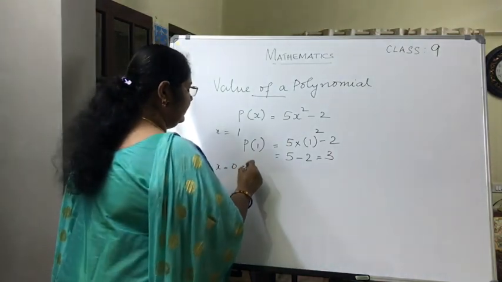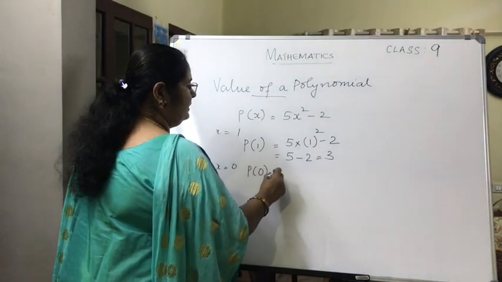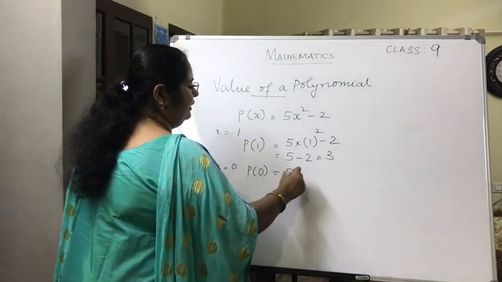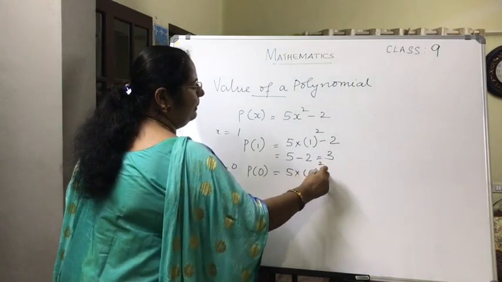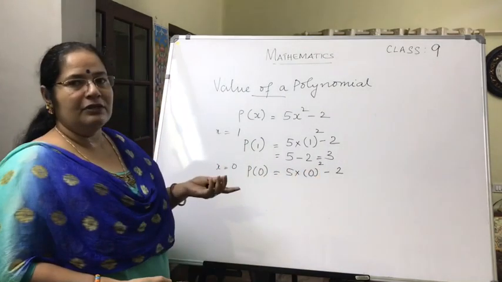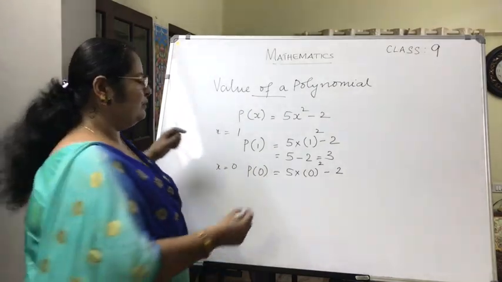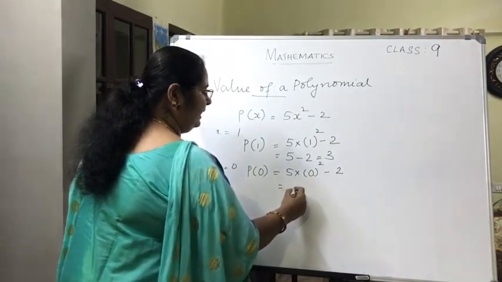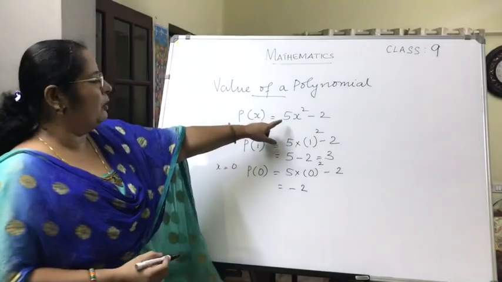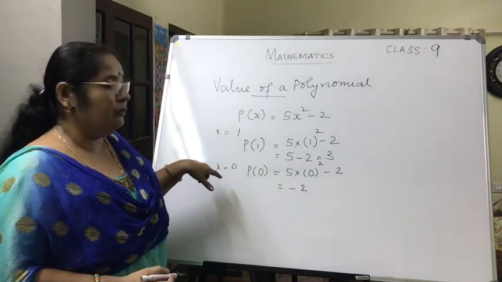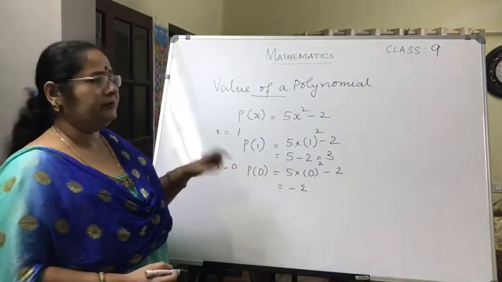So how will you write this? P of 0 is equal to 5 into 0 square minus 2. 0 square is 0, 5 into 0 is 0. So what remains? Minus 2. So the value of this polynomial at x equals 0 is minus 2.